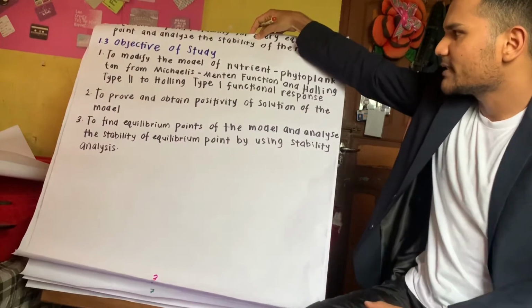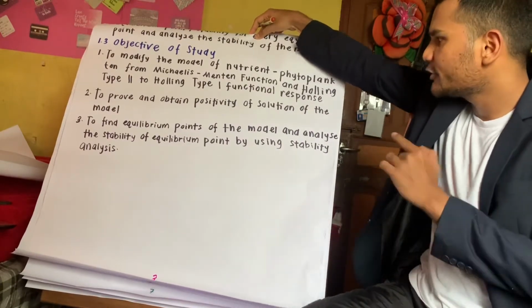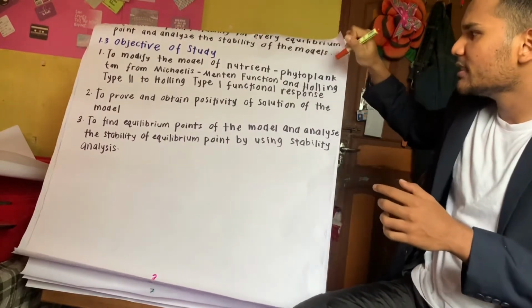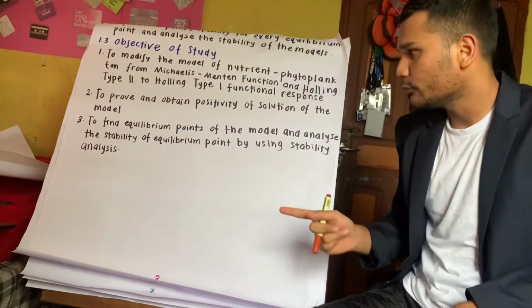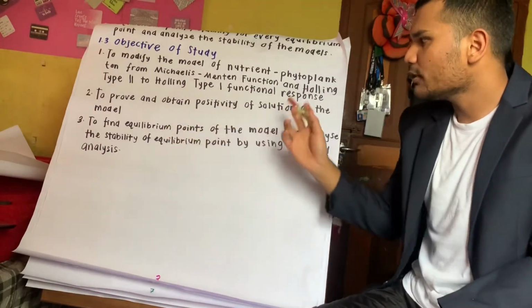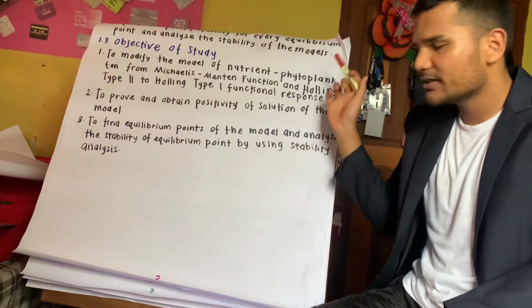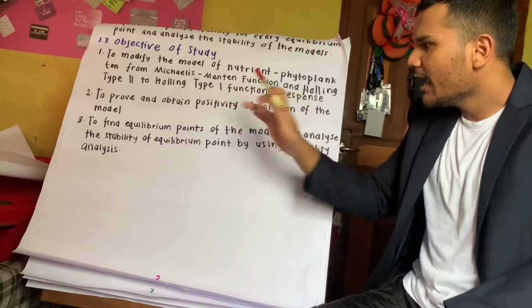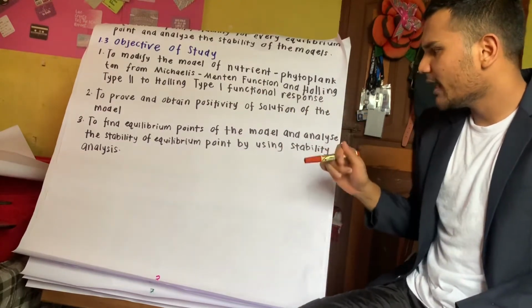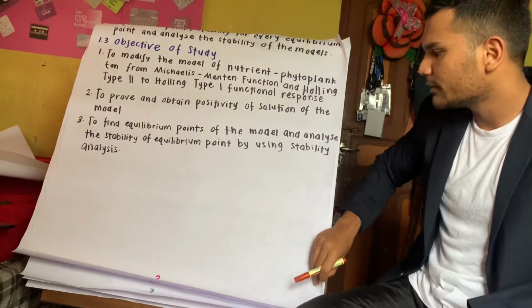The objectives of my study are, first, to modify the nutrient-phytoplankton model from the Michaelis-Menten function and Holling type 2 to Holling type 1. Then, to prove and obtain the positivity of the solution of the model, because this is a biological model, and to find the equilibrium points of the model and analyze the stability of the equilibrium points.